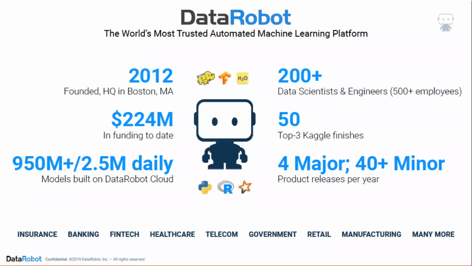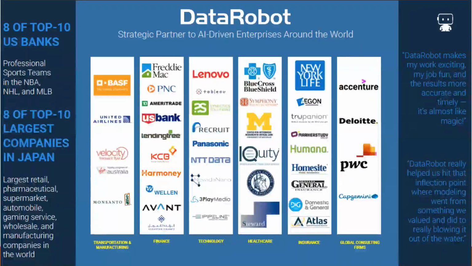I know the funding-to-date number is not as high as it needs to be, because I know they just got a recent new round of funding, and they're having millions of models built every day. They have 200 plus data scientists and engineers, and they have footprints in the places you would expect a really good package like this to have: 8 out of 10 top US banks and 8 out of the top 10 largest companies in Japan, even consulting companies like Deloitte. A lot of insurance, healthcare, banking, and finance is a really big place that they're in. So we're talking about really massive deployments where they're starting to make a good footprint.